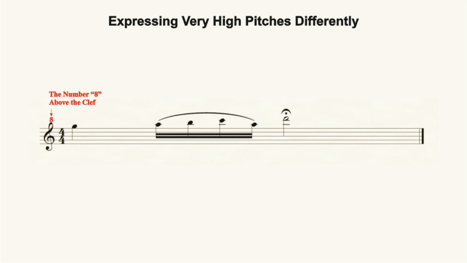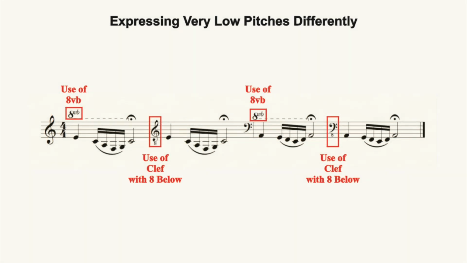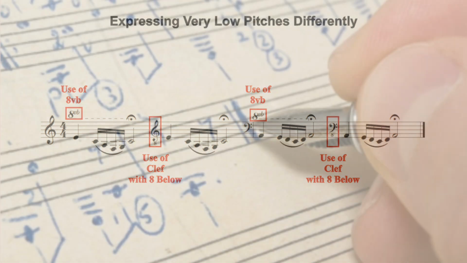By the same token, we can use the symbols 8vb to tell our musicians to play one octave lower than written, or the number 8 written below the clef to indicate the same thing in longer passages.